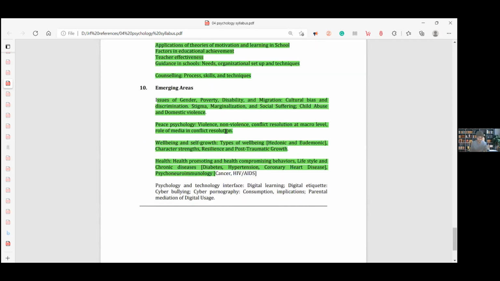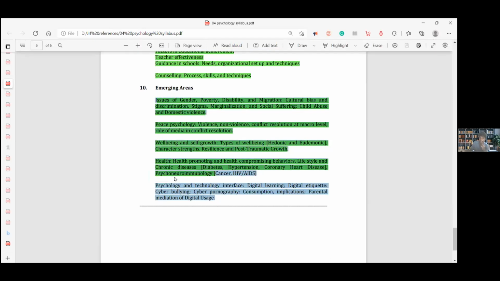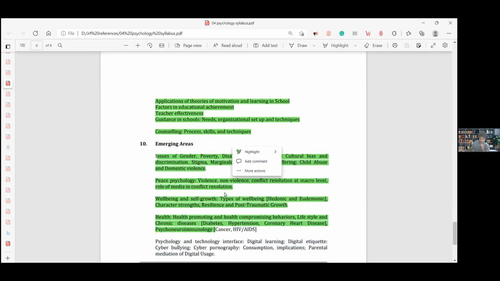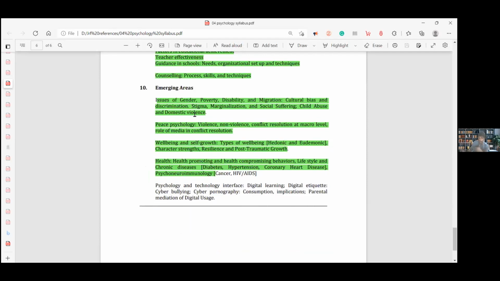And the last is a new addition. If you know, from 2019 they added a lot of new units into NET. So one is the emerging areas. This is very difficult to get a hold of because it's mostly from internet sources, so they don't have exact references for this. But anyway, we'll try our best to cover this as well.